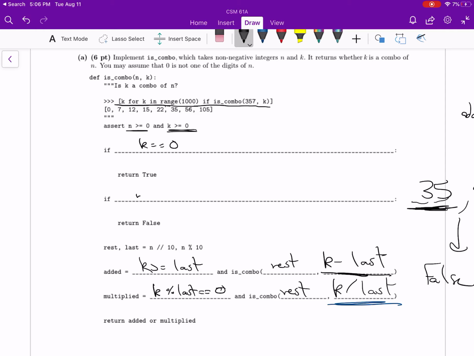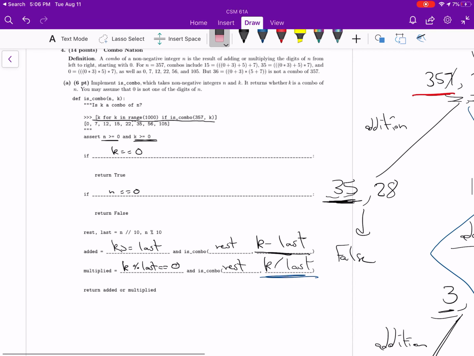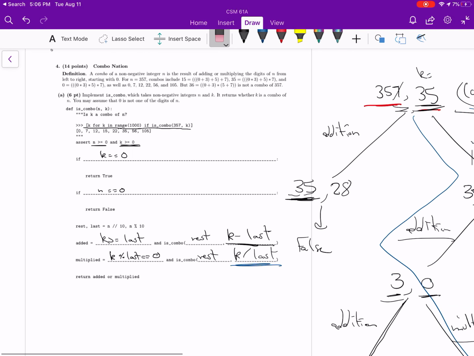I also kind of alluded to the other base case. If you reach n equals 0, but k is not equal to 0, so if you've used up all your digits, but you still haven't made up the number that you were trying to make, then you've taken an incorrect series of steps. So that's pretty much it for this problem.